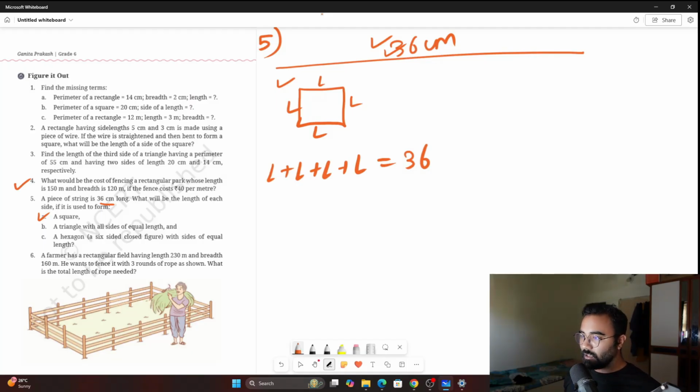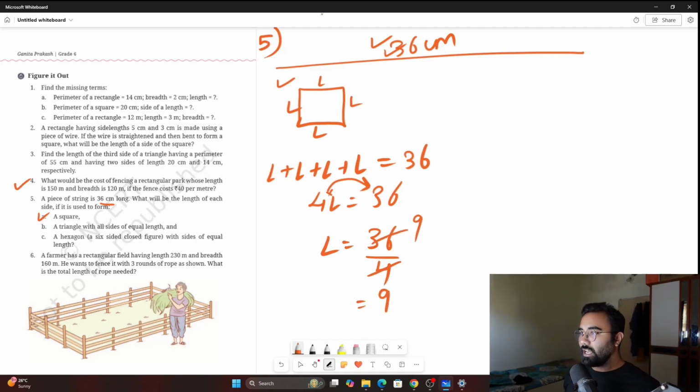So L plus L plus L plus L, we have 4 L's. So 4L is equal to 36. Again, I'll place equal to, 36 remains where it is, L remains where it is. Now 4 over here is in multiplication. So if I change the sides in equality, it goes to division. So this is 9. So 9 centimeter will be the length of each side if you take a string of 36 centimeter and make it into a square.